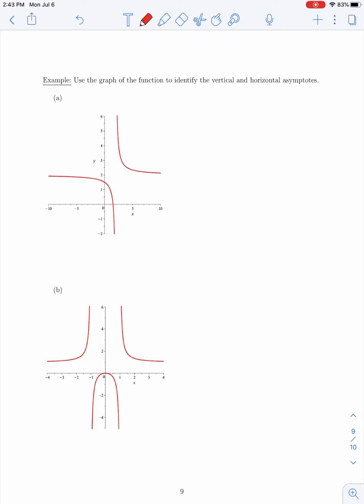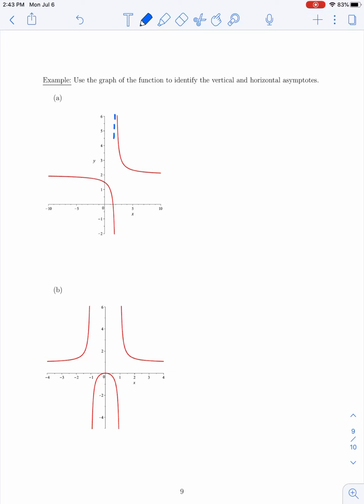Let's consider another example where we will identify vertical or horizontal asymptotes of a function directly from our graph. So in part A, we're told to use this graph to identify vertical or horizontal asymptotes. And here we have the same graph that we were looking at earlier.